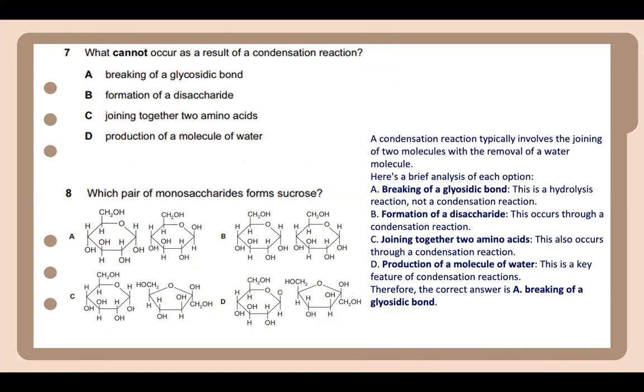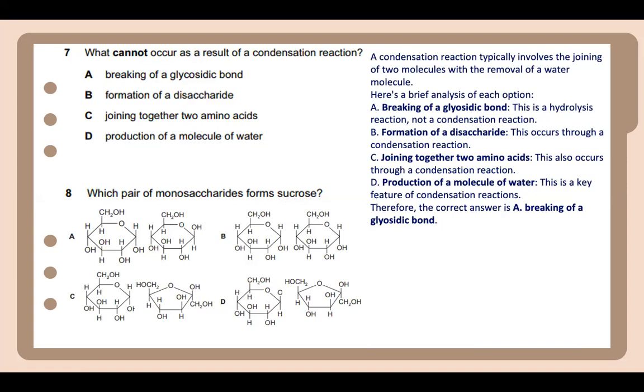What cannot occur as a result of a condensation reaction? A condensation reaction typically involves the joining of 2 molecules with the removal of a water molecule. This can be explained through a brief analysis as below. Breaking of a glycosidic bond, and this is a hydrolysis reaction, and not a condensation reaction.